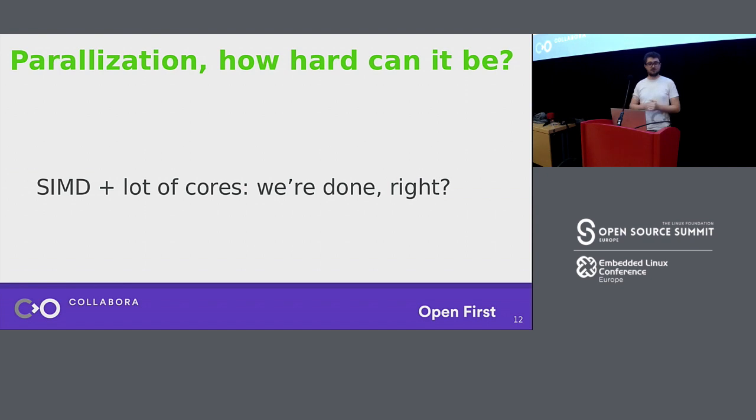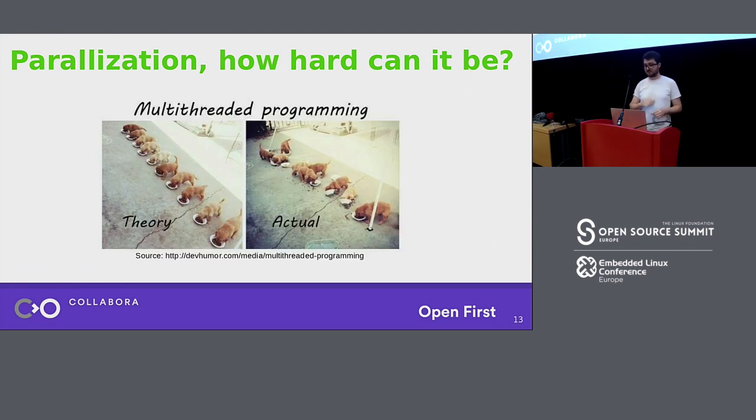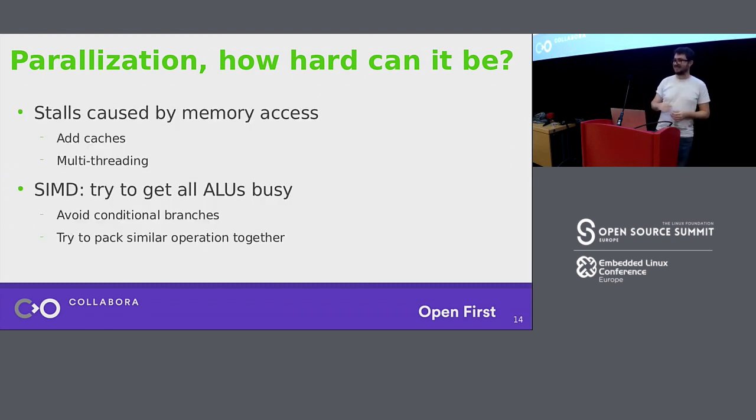So yeah, we have a solution. SIMD, a lot of cores, and that's perfect. Well, actually it's not, because it doesn't work in practice. Yeah, just two problems that we have, and I guess there are many more than that.